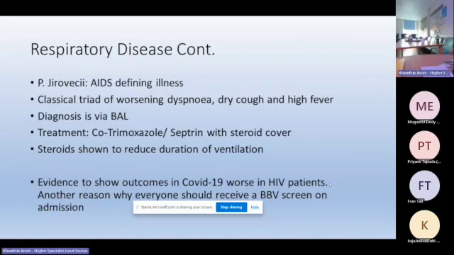In terms of other respiratory disease, Pneumocystis jirovecii, which used to be Pneumocystis carinii, is a fungal type of pneumonia. It's a classical triad of worsening dyspnea, dry cough, and a high fever, again in the context of a very low CD4 count.